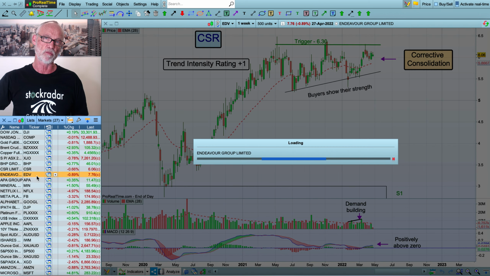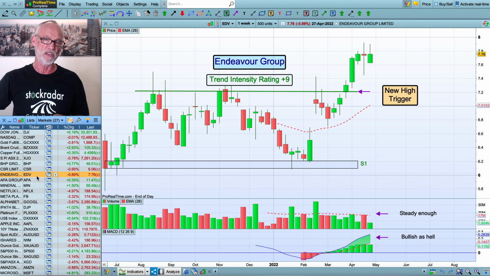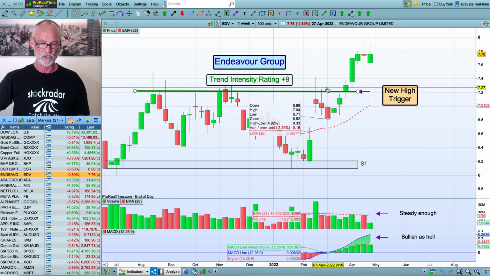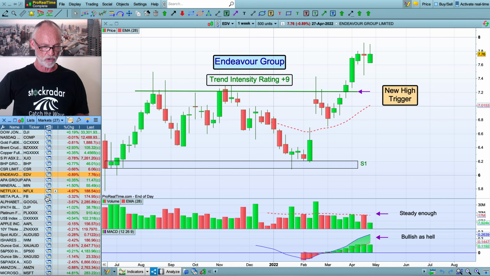Endeavour we covered a couple of weeks ago, and we've seen a good bounce here. We had a simple new high breakout with a confirming trend intensity rating, so we bought that with a stop. So we're just sitting okay. I think it's probably come back a little bit today, but the gains have been pretty good since we started off in this one. So that's a little early runner for you to follow and watch. Okay, so Endeavour Group still looks pretty good.